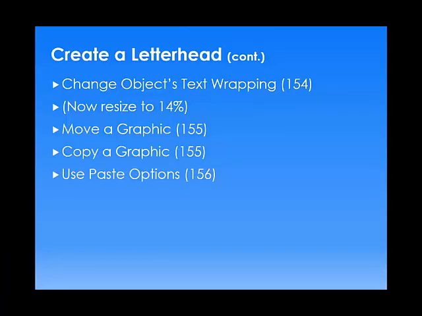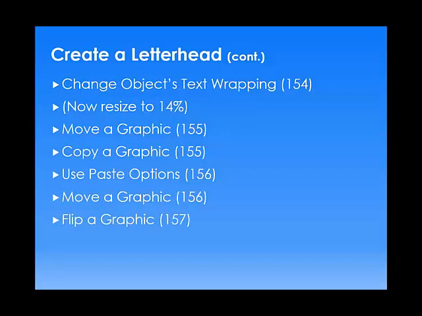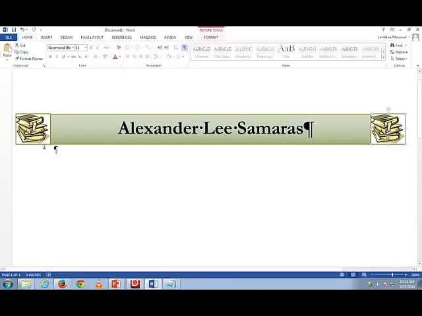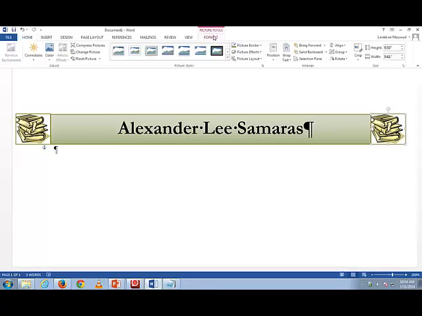Now that we have two of them pasted in there, we can move the other graphic into place, which I just did, and then flip it around so it goes the other direction. On the right-hand graphic, not the left one, but the right hand, I can go up to the Picture Tools Format tab and click Rotate, and I want to flip it horizontally. Flip Horizontally.